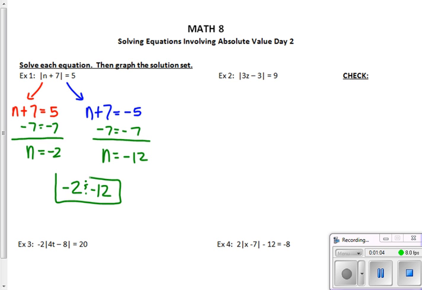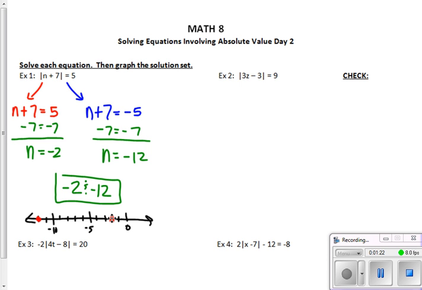Next, you'd go ahead and graph this solution set on a graph. We have our generic little number line here. Graph these two plots. This is where negative 2 falls and negative 12 falls. So there's our two possibilities graphed.